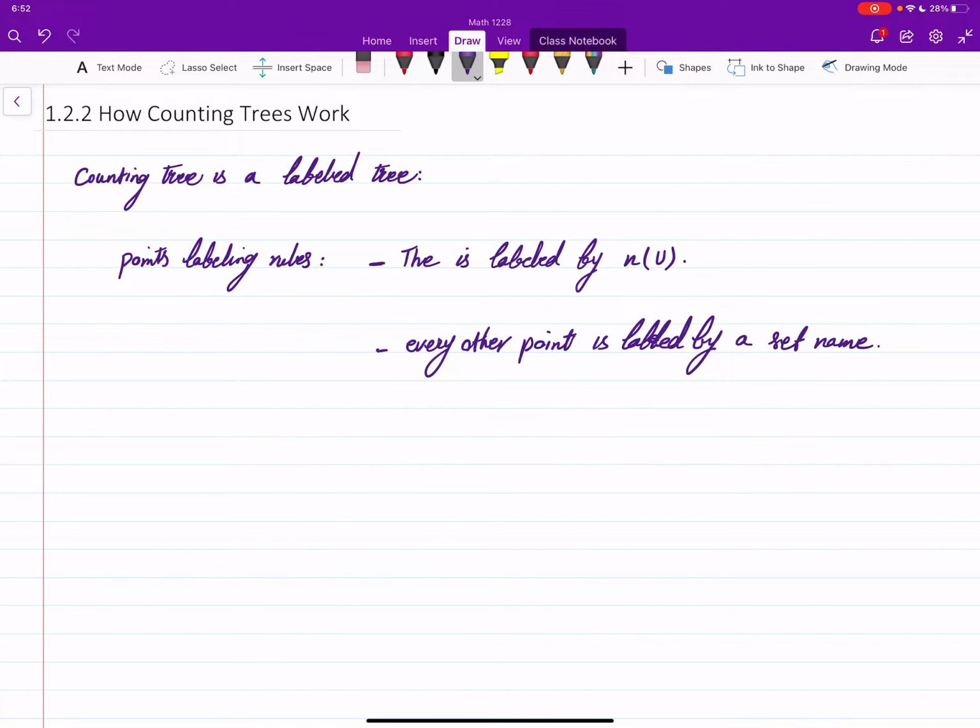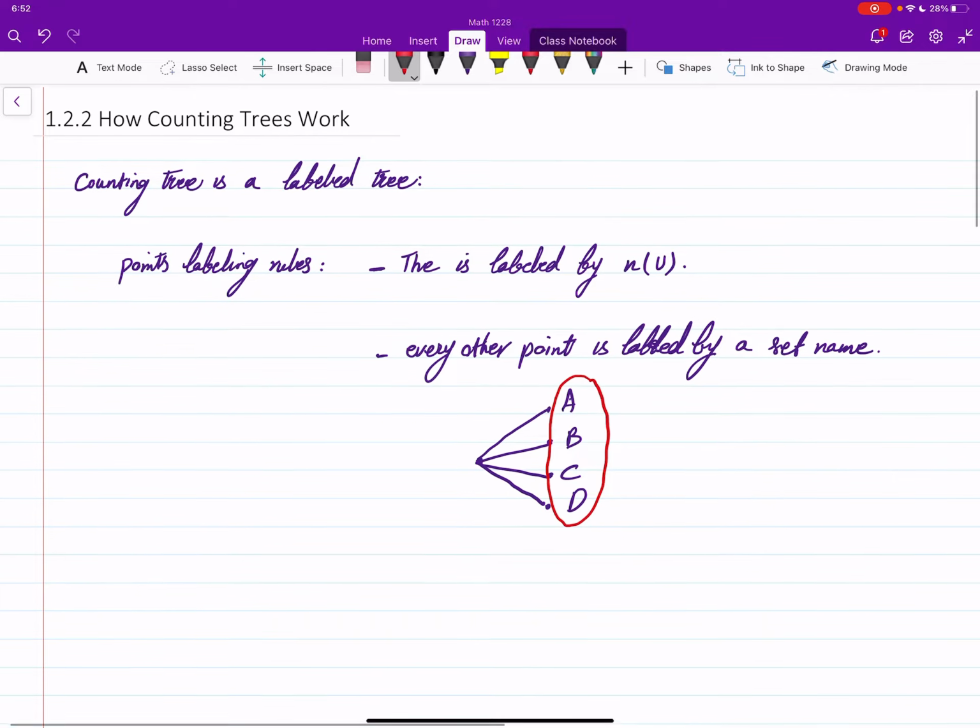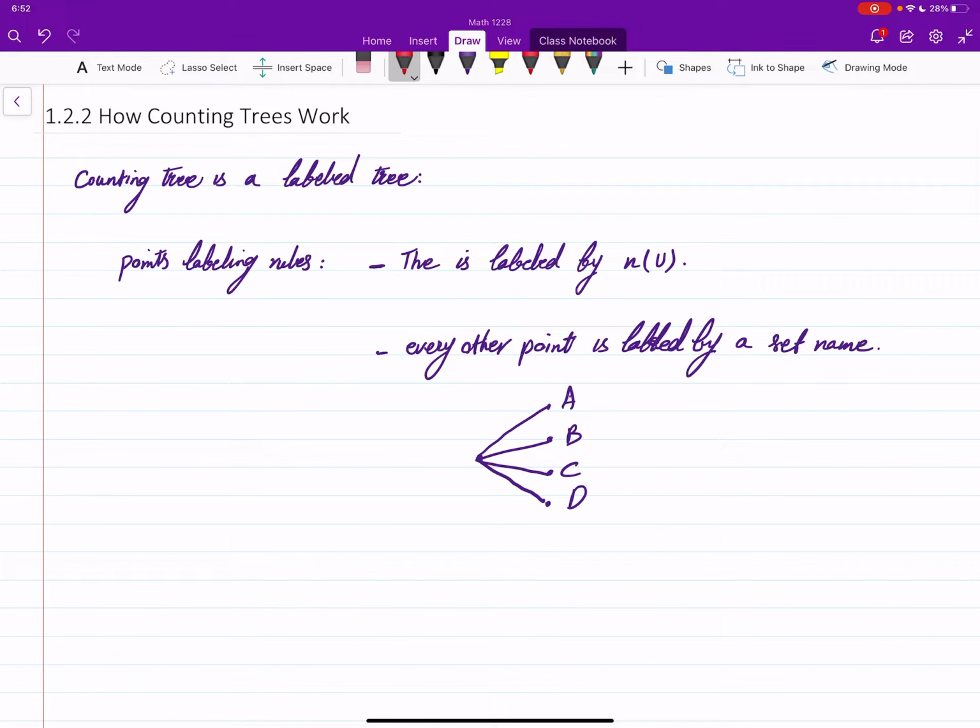What kind of sets? There is a rule on that. If you have outgoing edges from one point, you have to label the endpoints with sets A, B, C, D such that these sets form a partition.